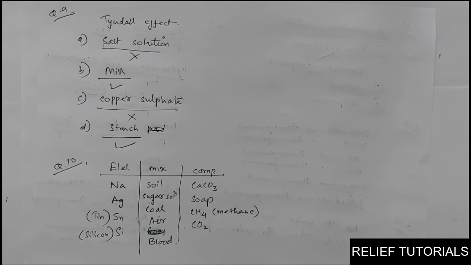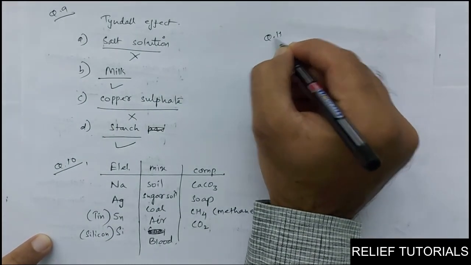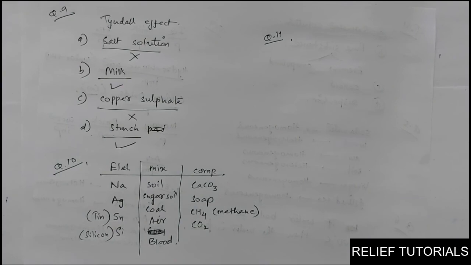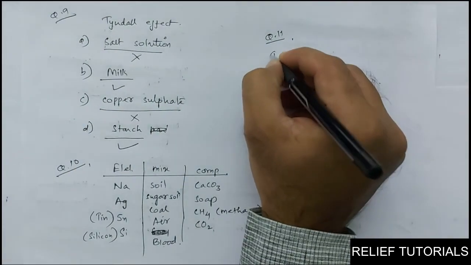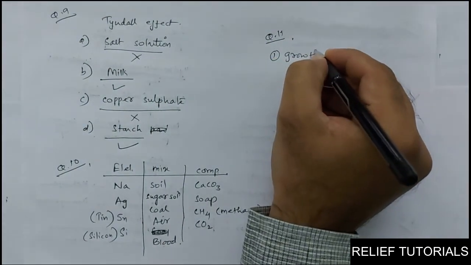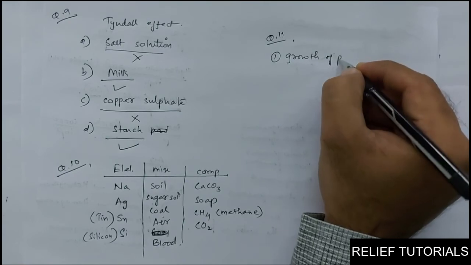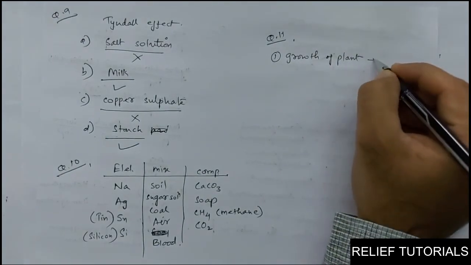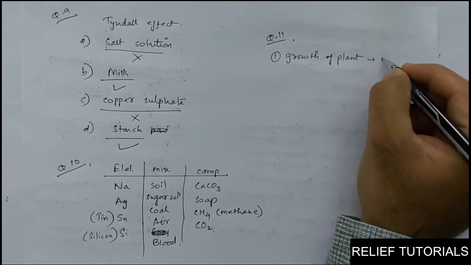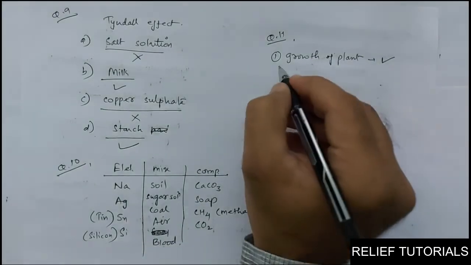Last question number 11. Which of the following are chemical changes? Yesterday in the last lecture we have seen the physical and the chemical change. Chemical change is one in which the substance's chemical property changes. So the first one is growth of plant. Growth of plant, I think it's a chemical change. We just have to identify which are the chemical changes. So it is a chemical change.